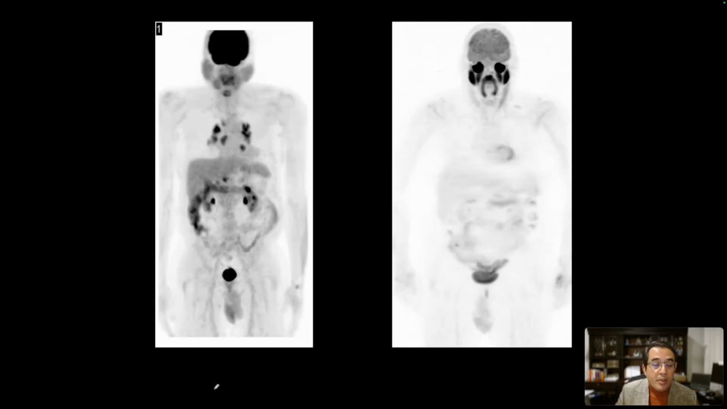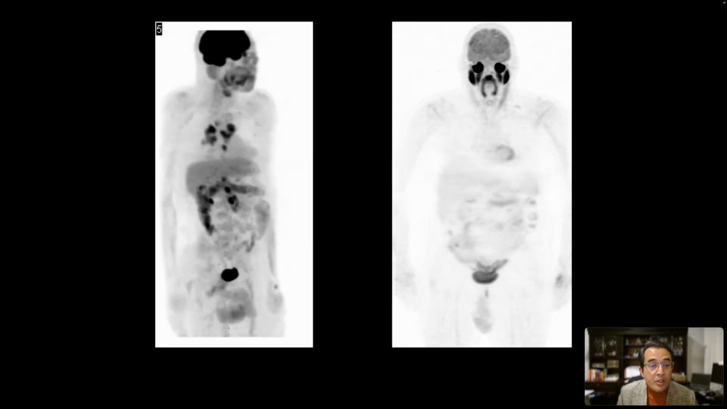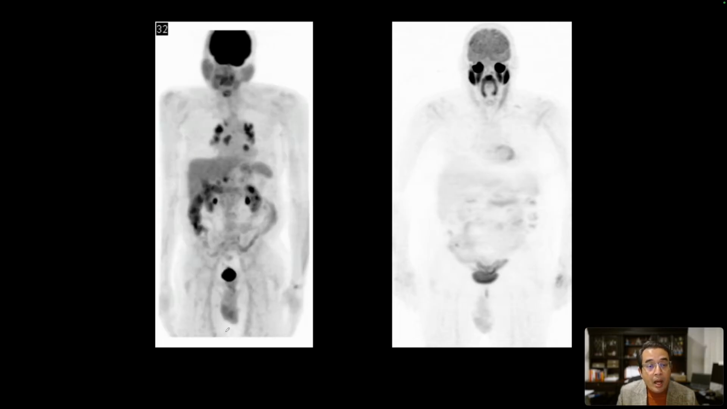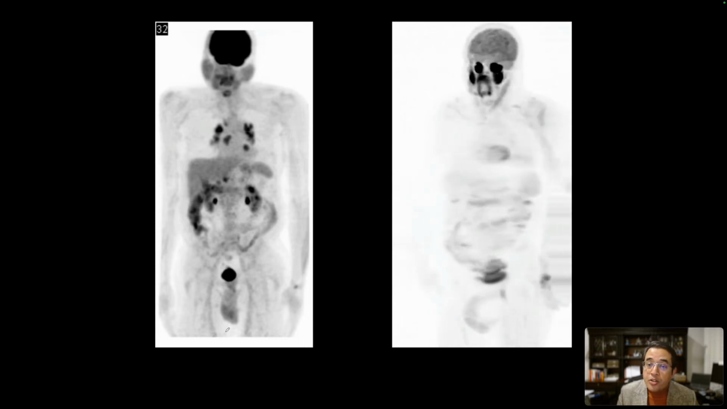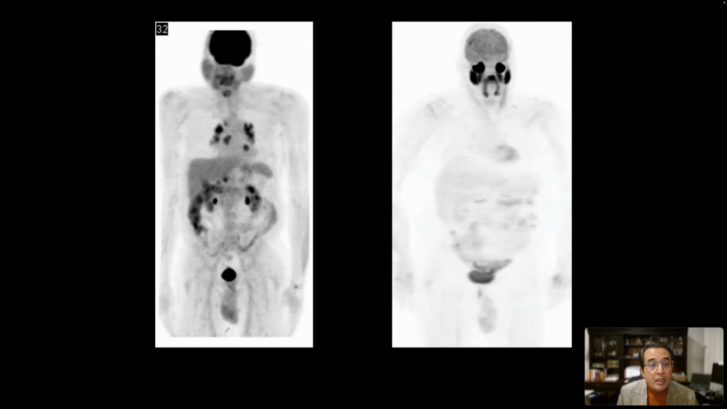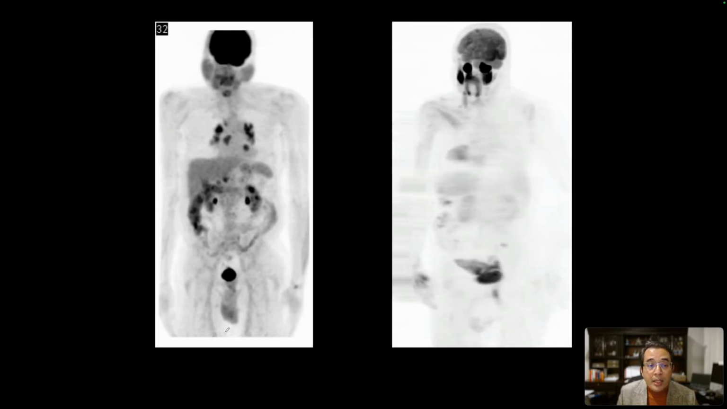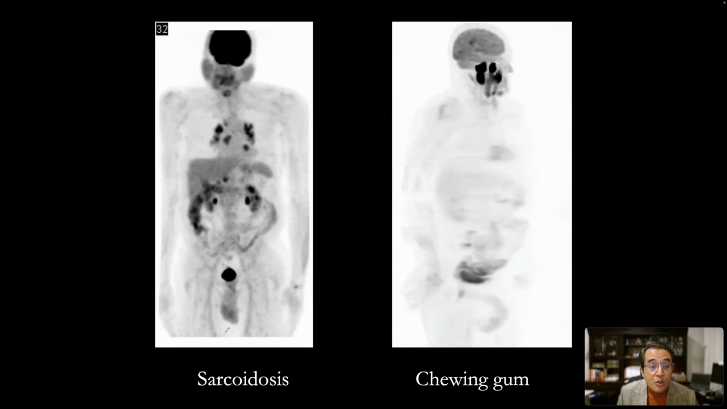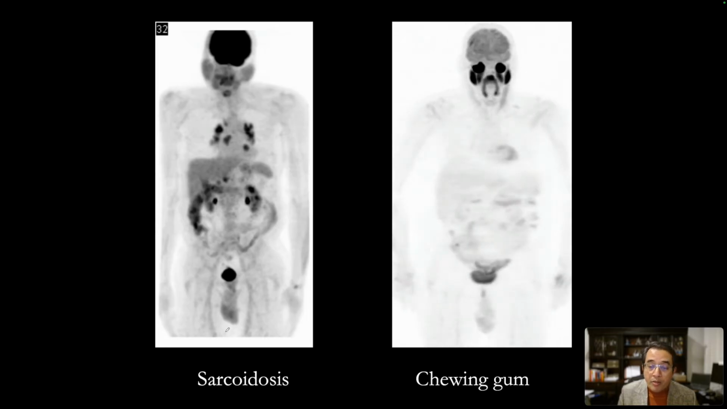These are two separate patients. On the left, we have a rotating image where we see uptake in bilateral hilar lymph nodes, and this uptake is symmetric. This next patient shows uptake in the head and neck region, in the muscles of mastication. The first patient had sarcoidosis, and the second patient was chewing gum at the time or after their FDG injection during the uptake period.